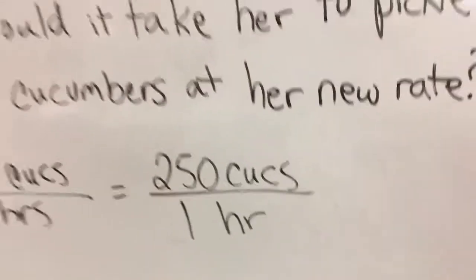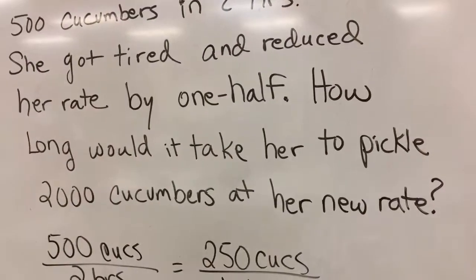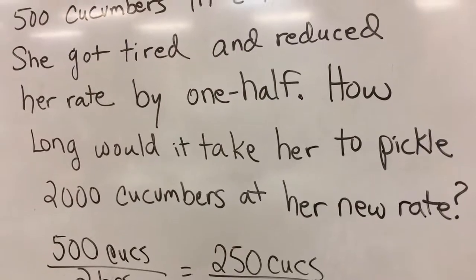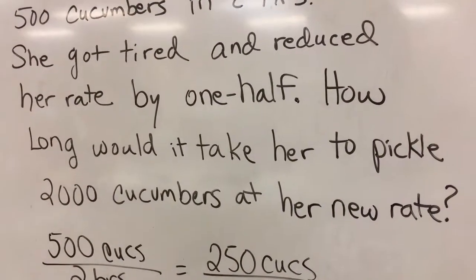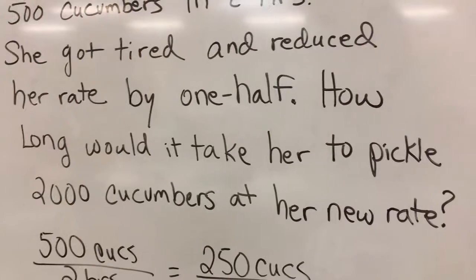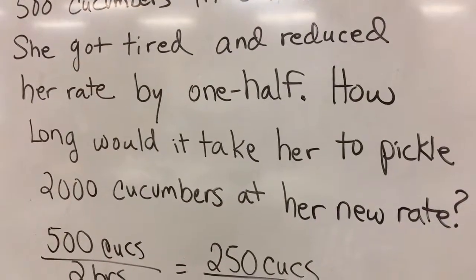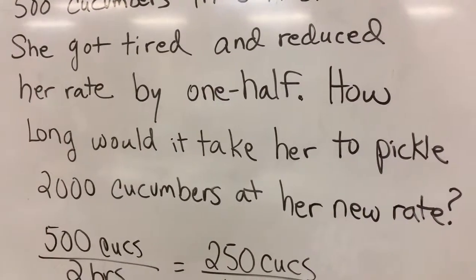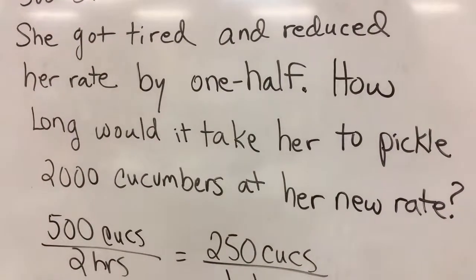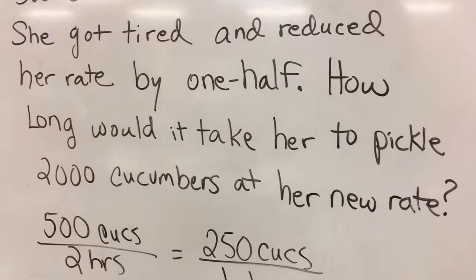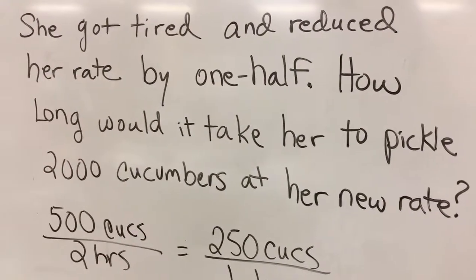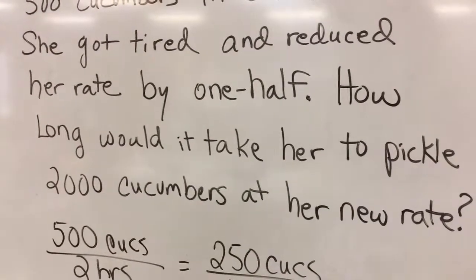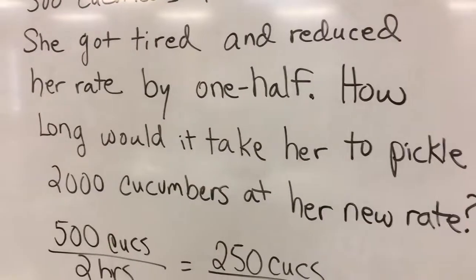But then it says she got tired and she reduced her rate by 1/2. Now, in this, it's a little bit weird on the wording. But if they meant for you to subtract it, they would have said by 1/2 of an hour. But they did not say 1/2 of an hour. So we're going to assume, and it's a reasonable assumption, that we should multiply the rate by 1/2 or cut the rate in half. Okay, so we're going to cut the rate in half.